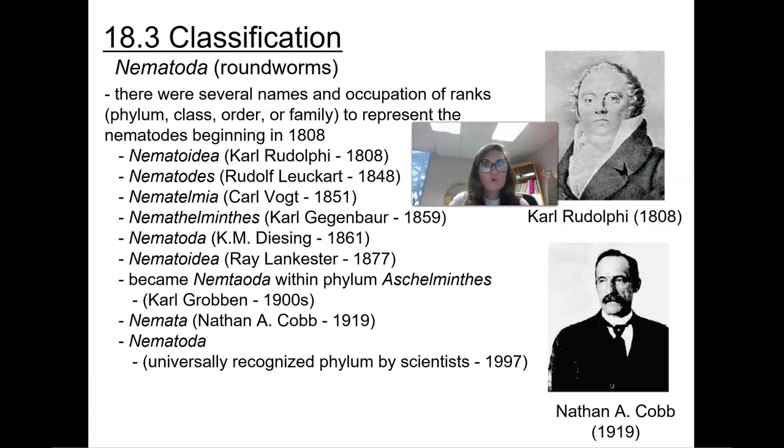The Nematoda, or the nematodes, these are going to be your roundworms. These are going to go through several different names and occupation of ranks, such as phylum, class, order, and family, to represent the nematodes beginning around 1808, and you can see how it changed throughout up until 1997. Eventually, it's universally recognized by scientists as the phylum Nematoda, or nematodes, by 1997, and that's still what we go by today.